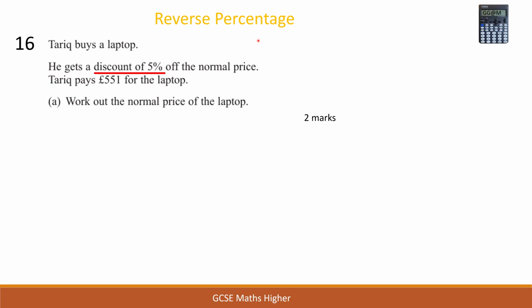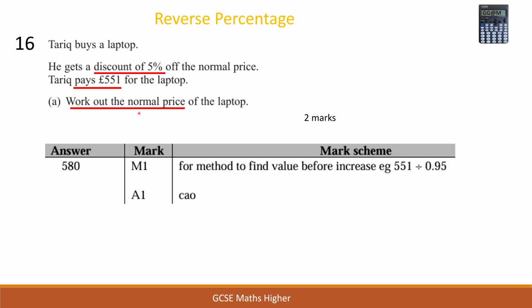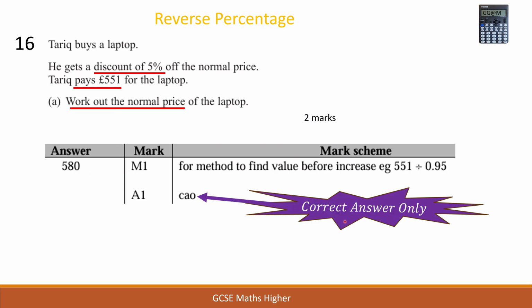Fantastic. So you've got the discount of 5%. You're paying 551. You're working out the normal price. This keyword here, normal, tells you you're working out what was there originally. So the answer was 580. So you've got a method mark and an answer mark. The CAO means correct answer only.